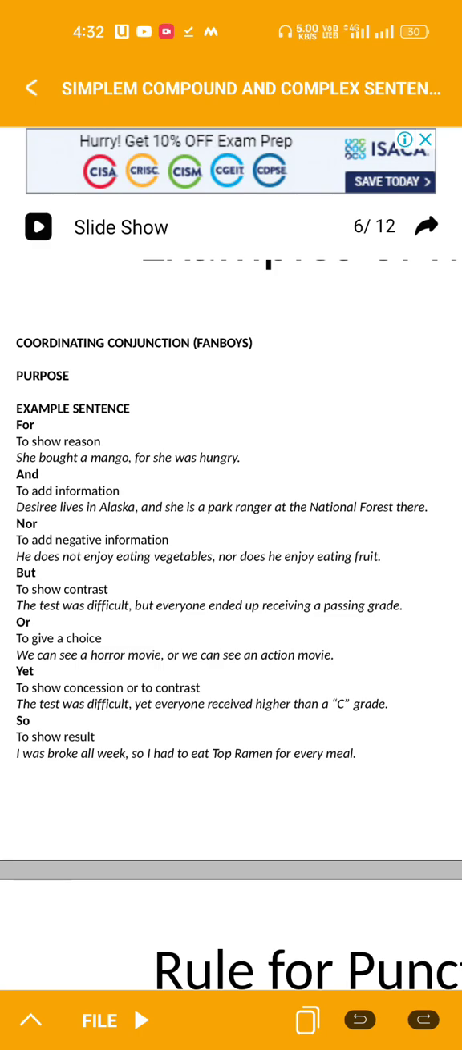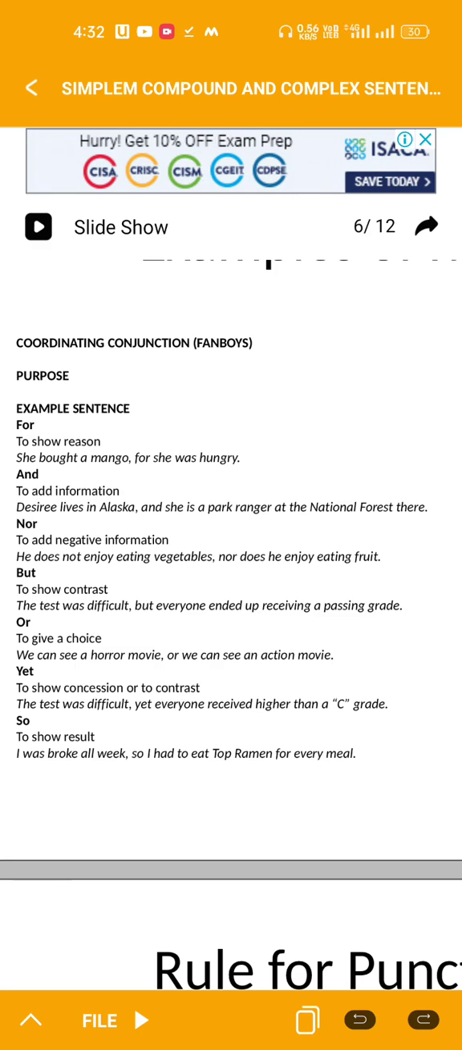So is used to show result. I was broke all week, so I had to eat top ramen for every meal. So, so is used to show result. Consequently, what happened? So, FANBOYS, wherever you find FANBOYS, you can find it.